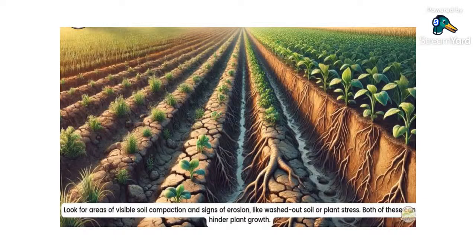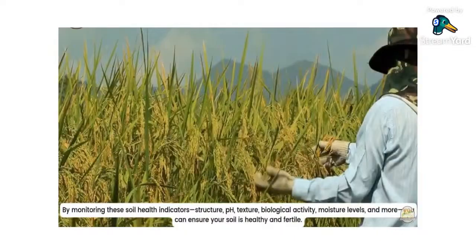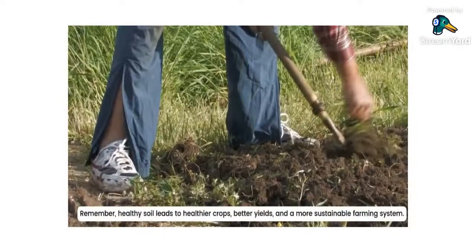Plant growth in soil can be hindered by a variety of factors, including compaction, nutrient imbalance, and others. By monitoring these indicators, we can tell whether the soil is healthy and fertile. Healthy soil leads to healthier crops, better yield, and more sustainable farming systems.